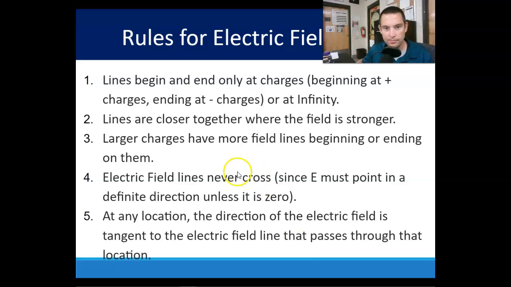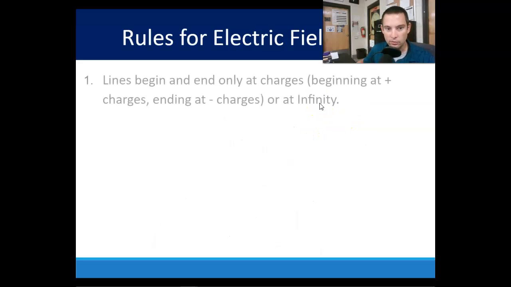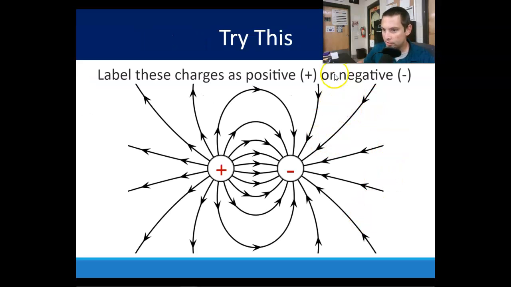So let's break it down. Lines begin and end only at charges or at infinity. The lines are starting from the charge, right? From here. Or from infinity, way over here. That just means they have to start from somewhere. Okay, so rule number 2. Lines are closer together where the field is stronger. Way out here, in the outer reaches, the field is not as strong, because remember, it follows the inverse square law. The electrostatic force follows the inverse square law. The electric field lines are more separated out here. But as we get closer, you'll see the separation distance between them is a lot less.